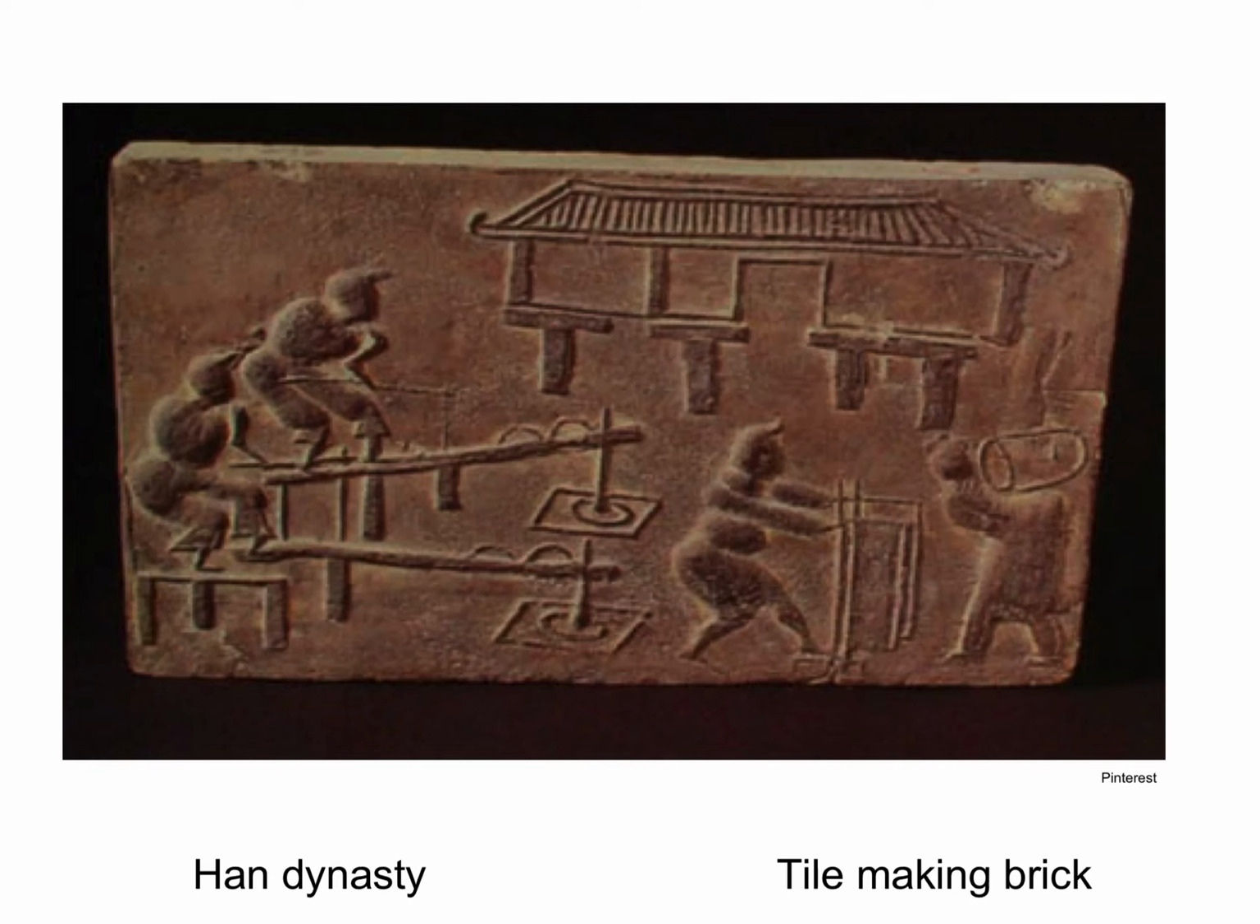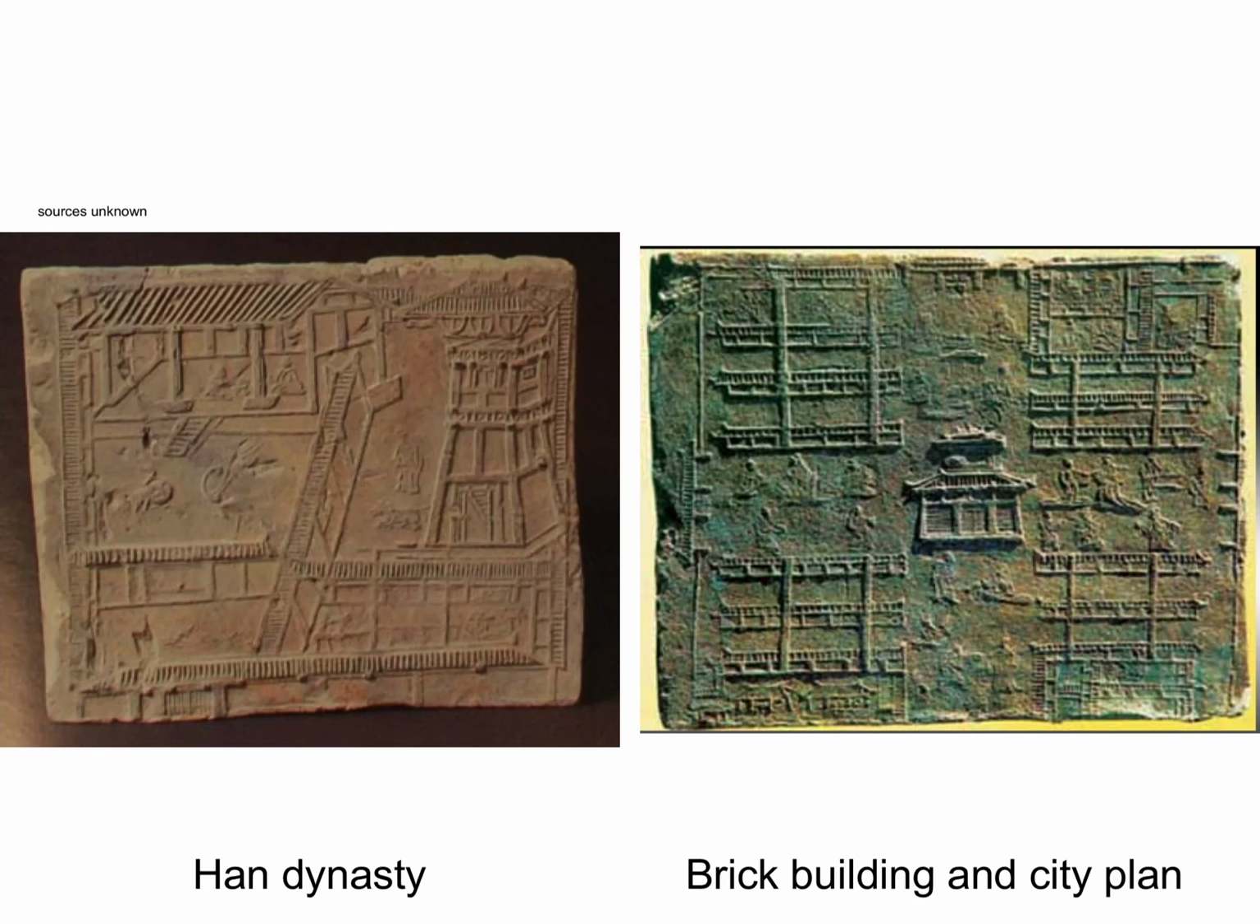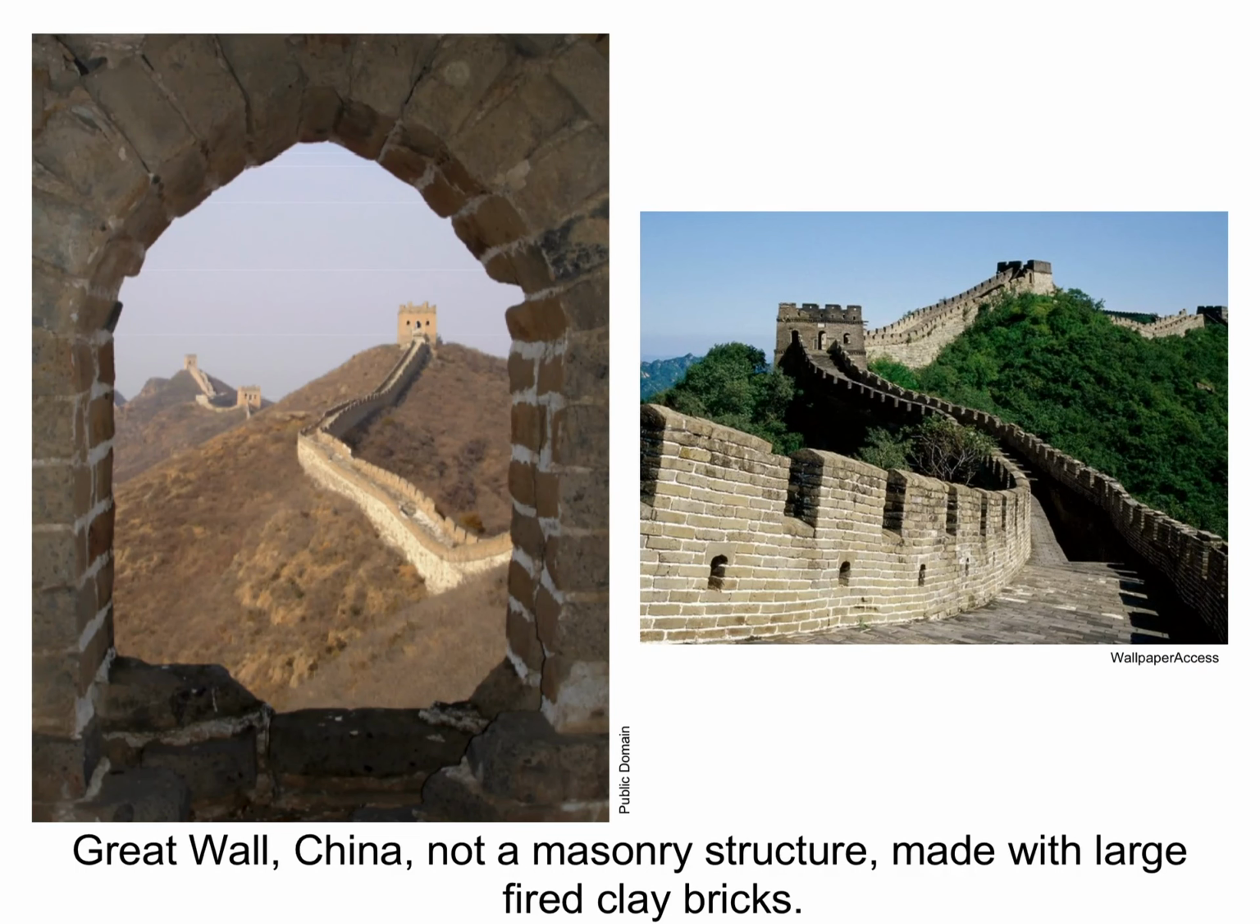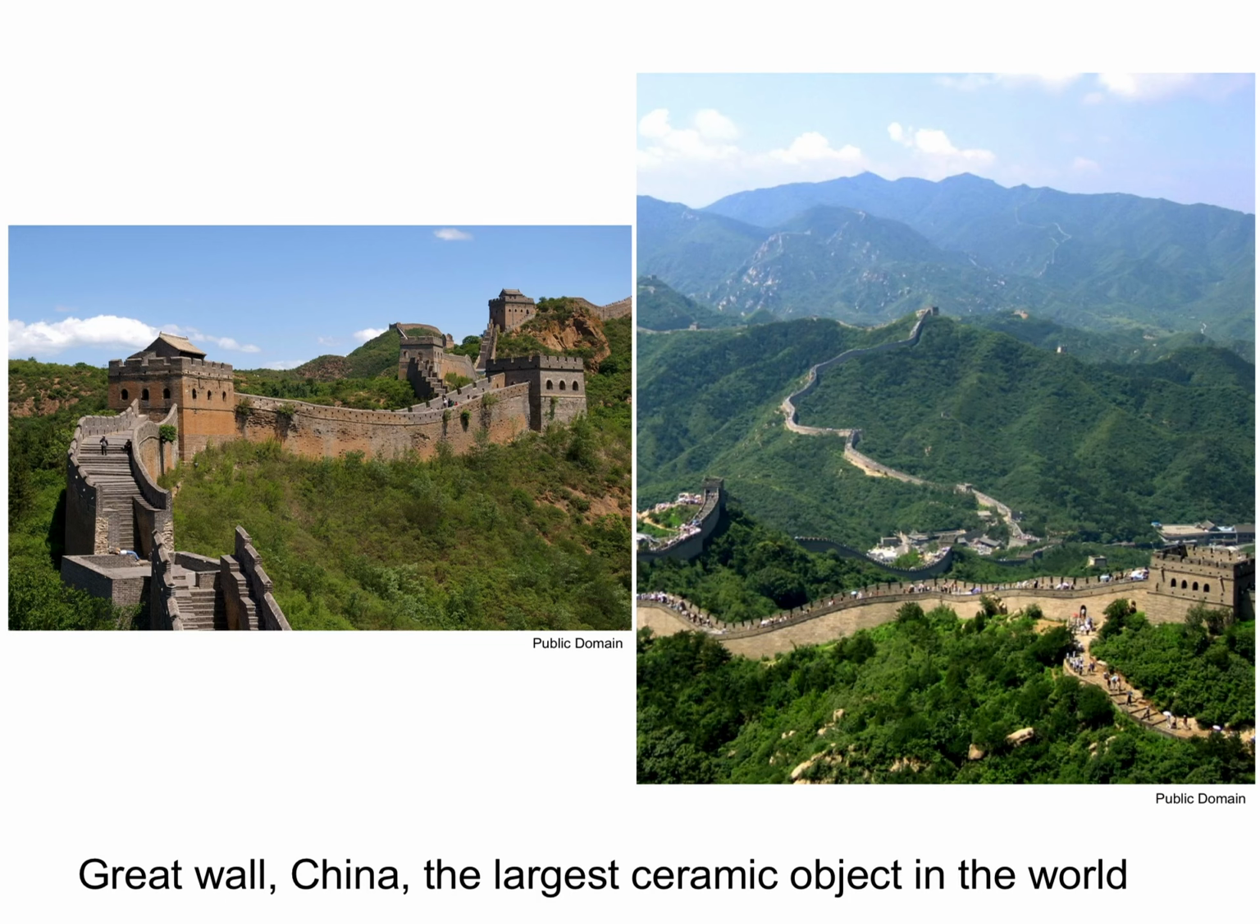An example of tile making brick from the Han Dynasty. Again, from the Han Dynasty, a brick building and a city plan on a tile that would have been embedded in a building. And then the extraordinary Great Wall of China. And when I went to China and we visited the Great Wall, I was completely convinced that the Great Wall was a masonry building made out of rocks and stones. And it's only when I got closer to it that I realized that those are bricks. They're actually fired clay bricks. And the Great Wall of China is the largest ceramic object in the world.